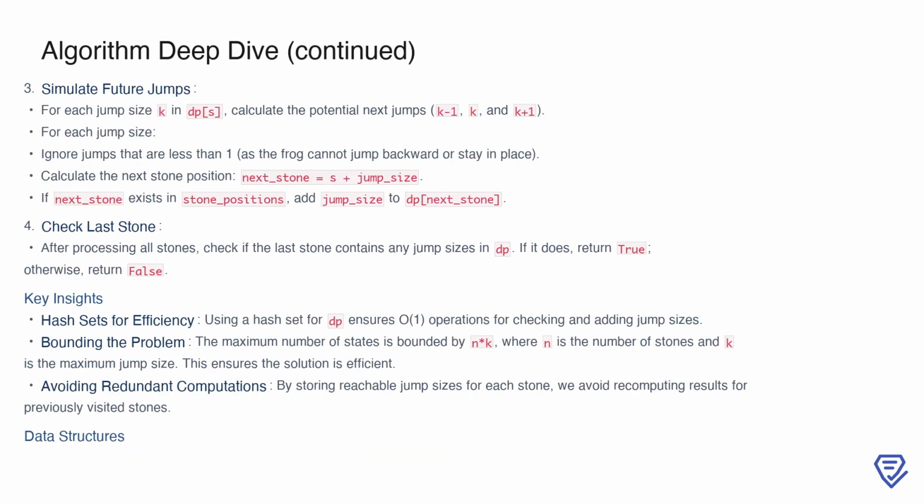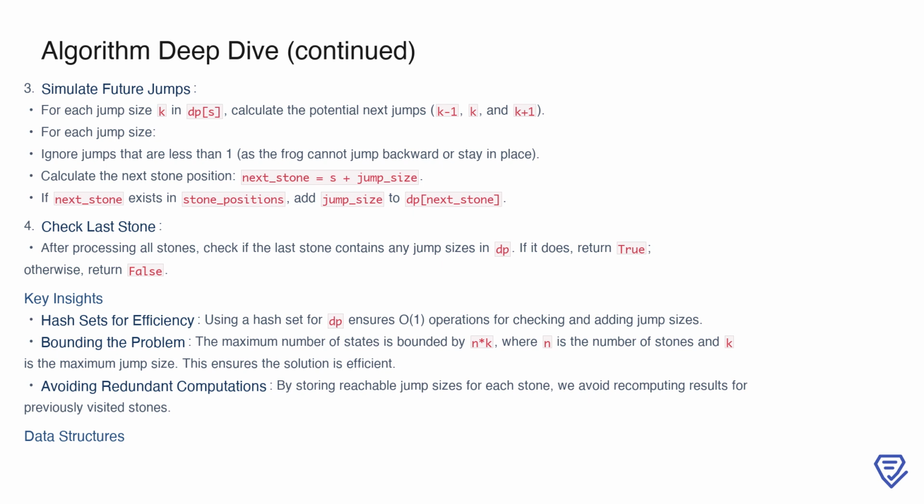For each stone, we use the jump sizes stored in DP to simulate the frog's future jumps. If the current stone has possible jump sizes such as k, the frog can attempt jumps of k-1, k, or k+1 units. It's important to ignore jumps smaller than 1, as the frog cannot move backward or remain stationary. For each valid jump size, we calculate the potential next stone position as next_stone equals s plus jump_size. If this next stone exists in our stone_positions hash set, we add the jump size to dp[next_stone], to indicate that the frog can now reach that stone with this jump.